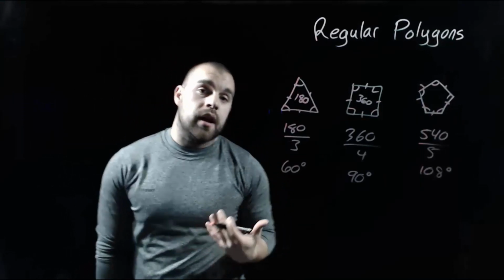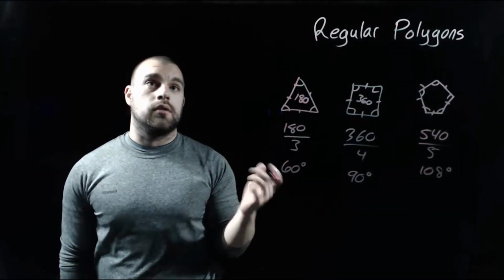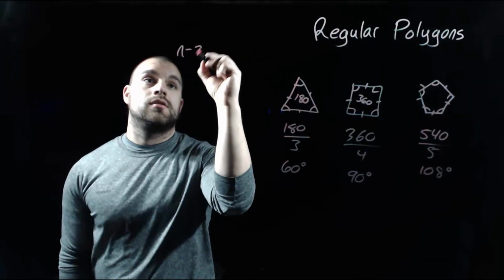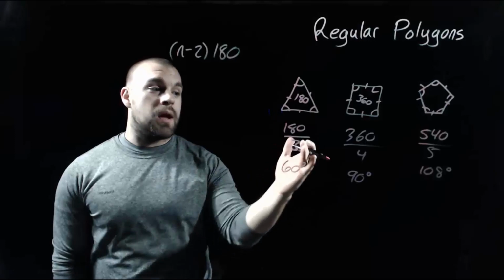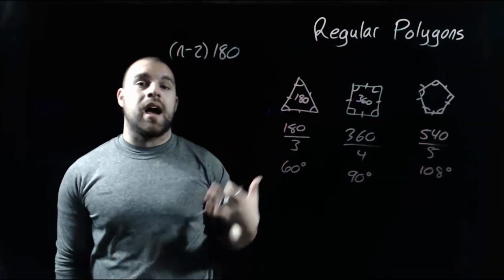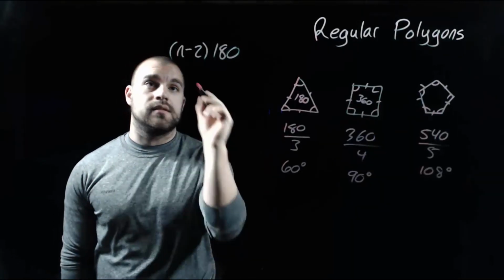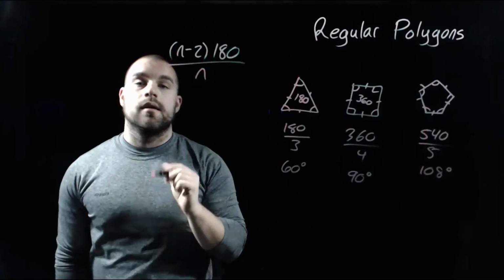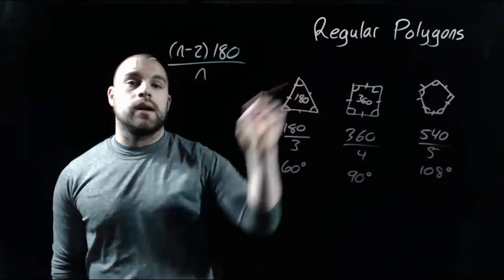But we've got a formula that we can use for this. Now we've already been talking about the sum of the interior angles. That's our n minus 2 times 180 formula. And what we've been doing this whole time is dividing by the number of sides. And we used n to represent the number of sides. So I'm going to put that over n, and I'm going to call this formula I. This is one interior angle in a regular polygon.